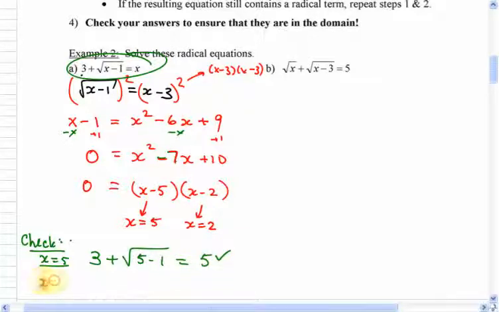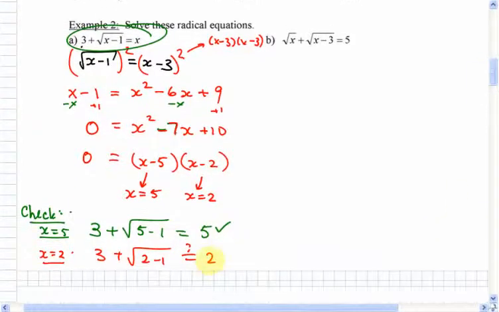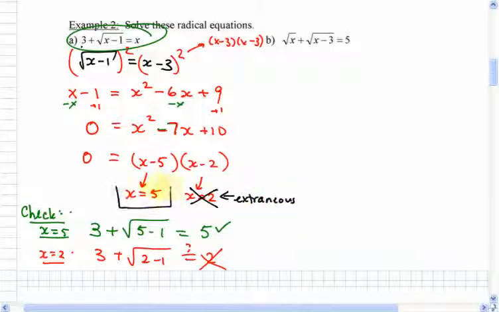But if I try x equals 2, 3 plus the square root of 2 minus 1, does that equal 2? In this case, I believe no. So therefore, your x equals 2 answer is what we call extraneous. And therefore, x equals 5 is the only solution. The only solution. So that's the general characteristics of how you solve A.